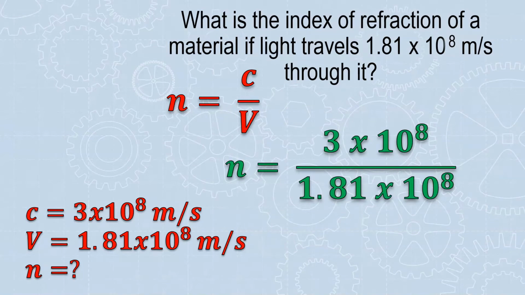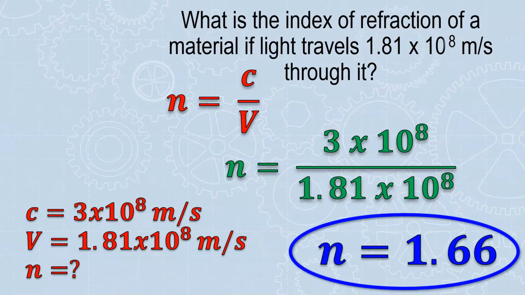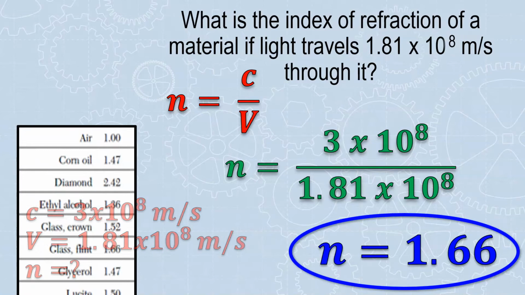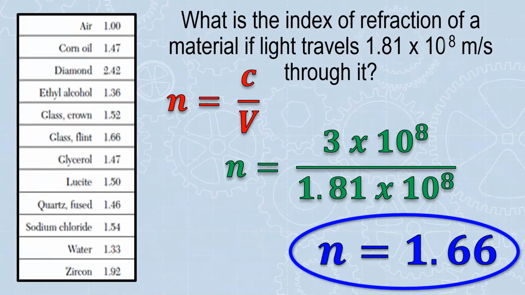This is where your calculator comes in handy. 3 times 10 to the 8th divided by 1.81 times 10 to the 8th gives us 1.66. Now, if we look at this chart of indices of refraction, we see that 1.66 is not just glass, but more specifically, flint glass's index of refraction.